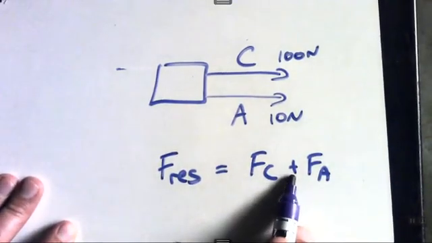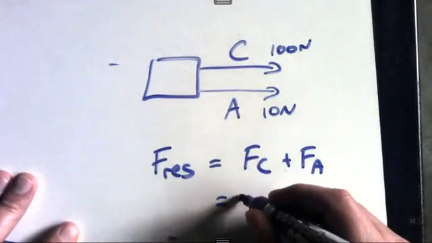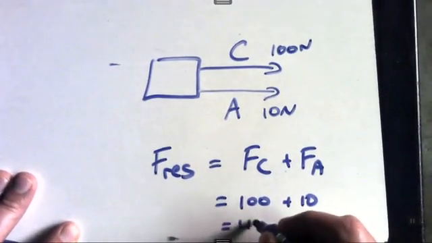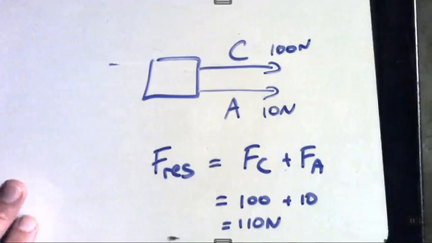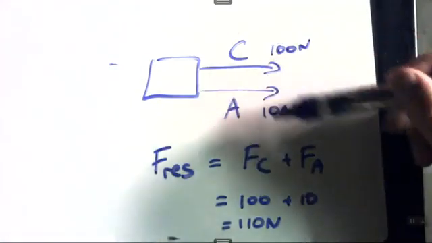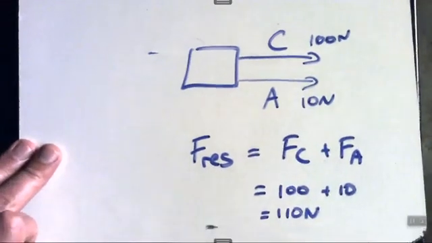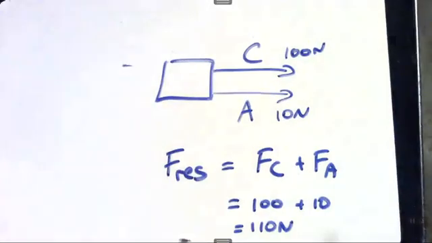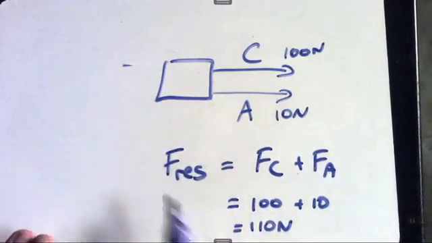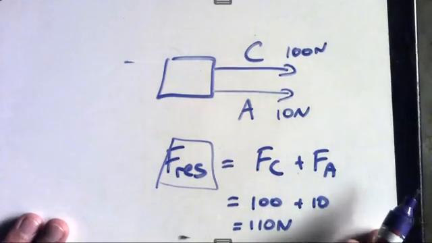Why do we add them? Because they are working along with each other and they're working together. So that would be 100 plus 10, and that becomes 110 Newton. Now, if this is more than the friction and the mass of the car, this car would start to move. And using that, we will be able to calculate its acceleration once we have the mass. But firstly, we need to look at this thing called a resultant force. A resultant force is the sum of all the forces.